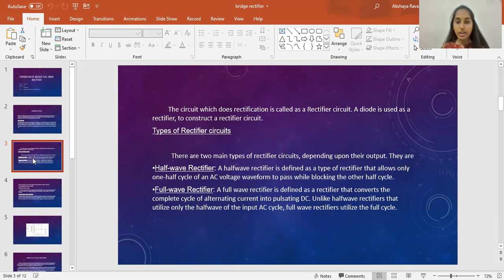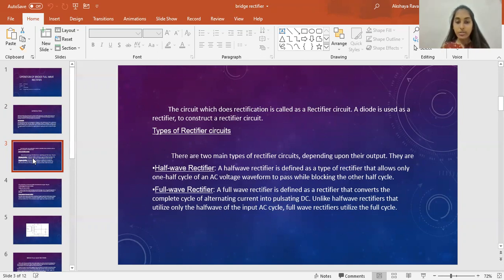A half wave rectifier is defined as the type of rectifier that allows only one half cycle of an AC voltage waveform to pass while blocking the other half cycle. So in a half wave rectifier, only one half cycle of the waveform will be allowed and the other half will be blocked. So as the name implies itself, we can call it a half wave rectifier.